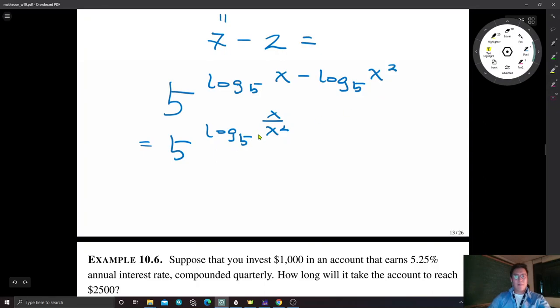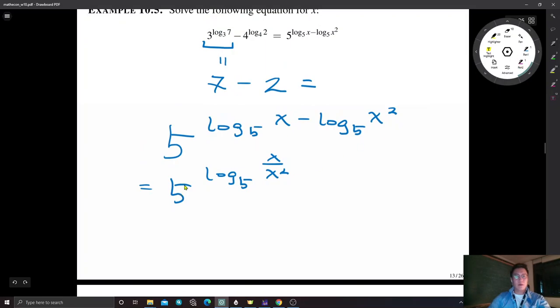Then 5 and log with base 5 are matched, so these two are cancelled. I'm just left with x over x squared, that is 1 over x. So the right side is 1 over x, the left side is 5, so x is going to be 1 over 5.